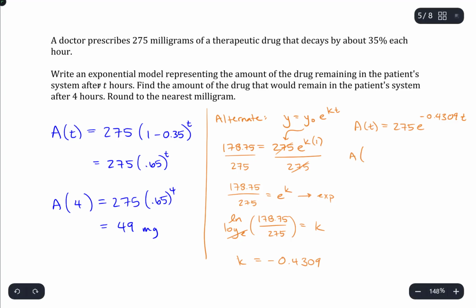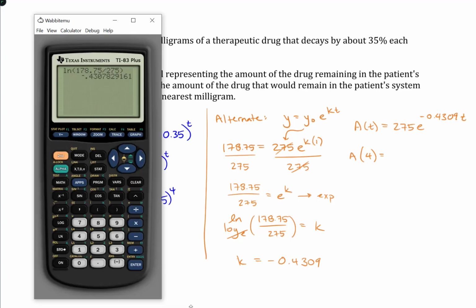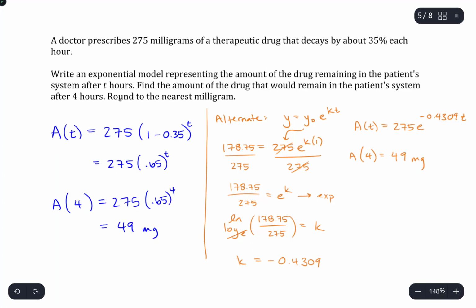If you want to know what amount of the drug remains after 4 hours, you would just plug that into this formula. So you would do 275 times e to the negative 0.4309 times 4. I missed an exponent here, sorry. So raised to, and then parentheses, there we are. Okay, and we get the same answer, 49. So there's still 49 milligrams remaining.